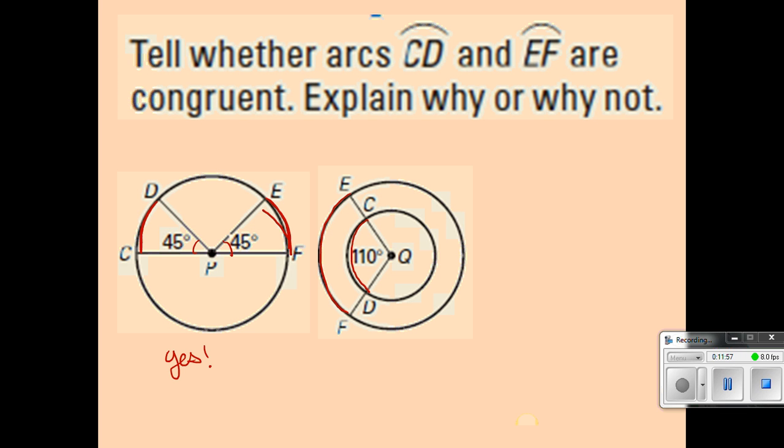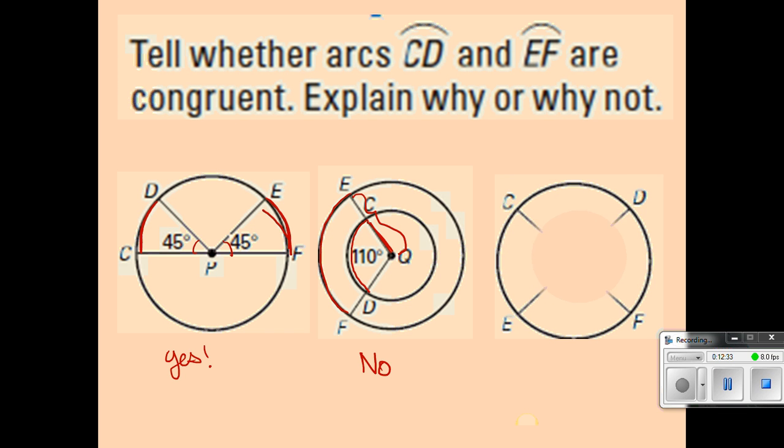And then the only other way that arcs can be congruent is if they are in congruent circles. So they have the same radii. Well, if I look at the inside circle, the radius does not equal the radius of the outside circle. Therefore, these two arcs are not congruent because the circles are not congruent and they're not the same circle.